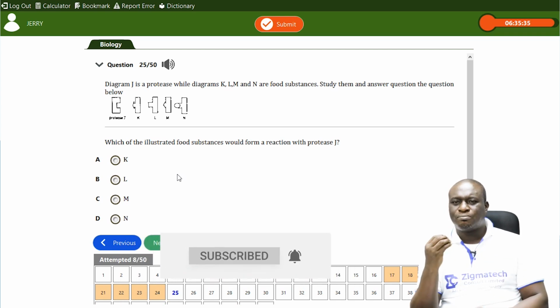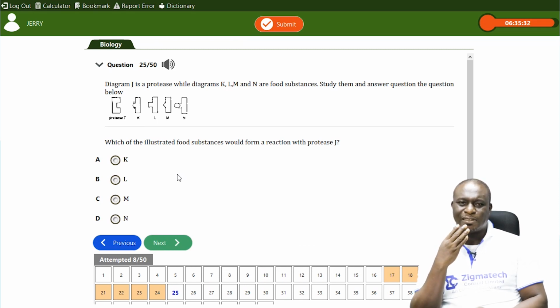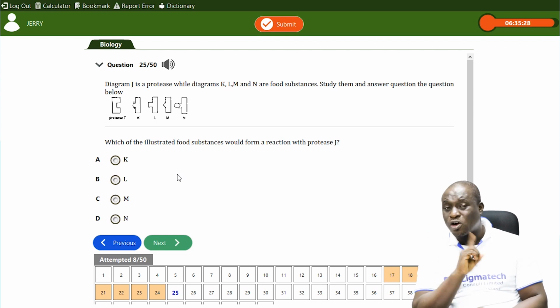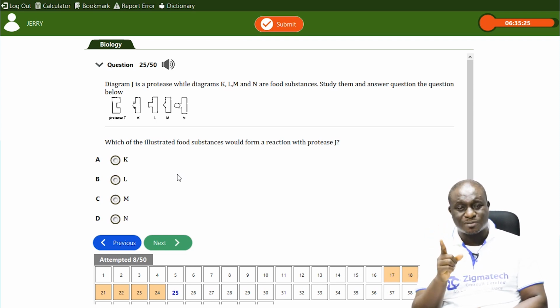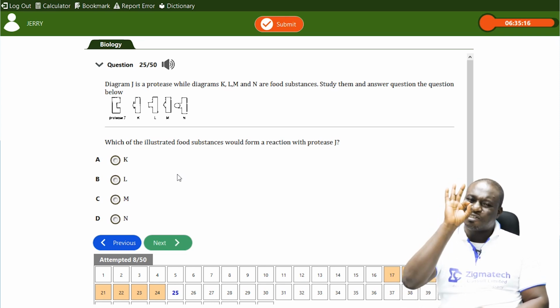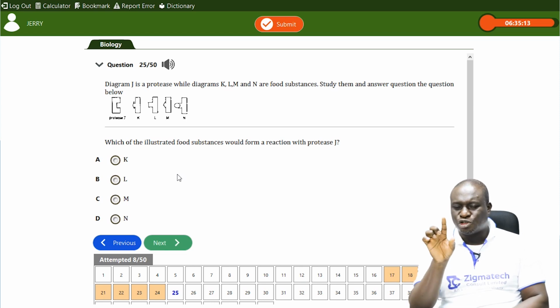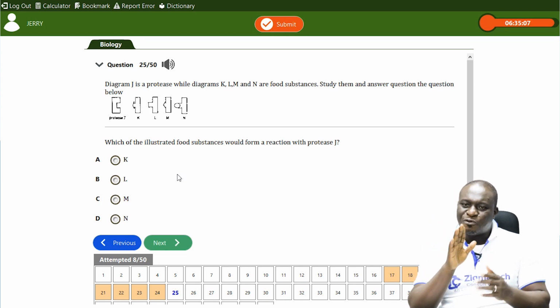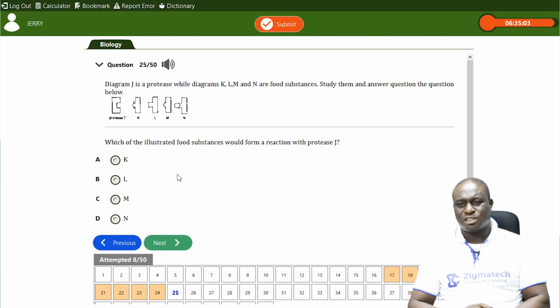For instance, the saliva contains amylase. Amylase can only work on carbohydrates. It cannot work on proteins, neither will it work on fats and oils. So it works only on carbohydrates. So they are actually specific in their actions. Now, look at the structure. Which of these structures, K, L, M, and N, do you think will fit in with protease? If you look at K, K won't fit in. If you look at L, L will, M will not, and N will not. So the correct answer to this particular question is B.